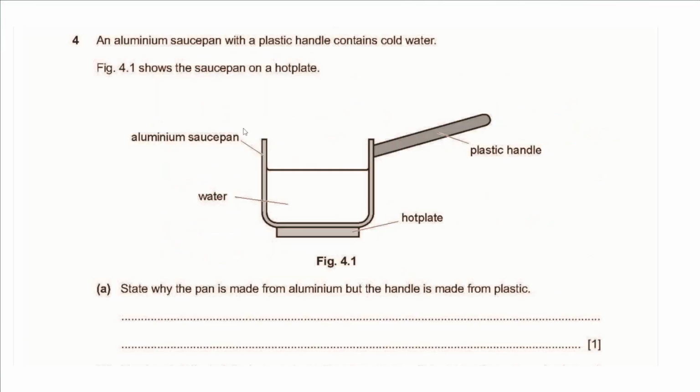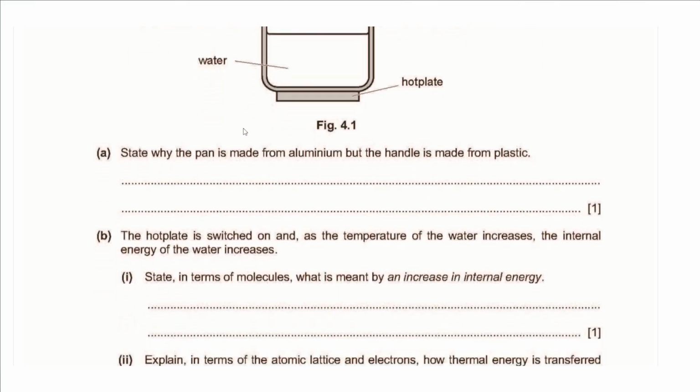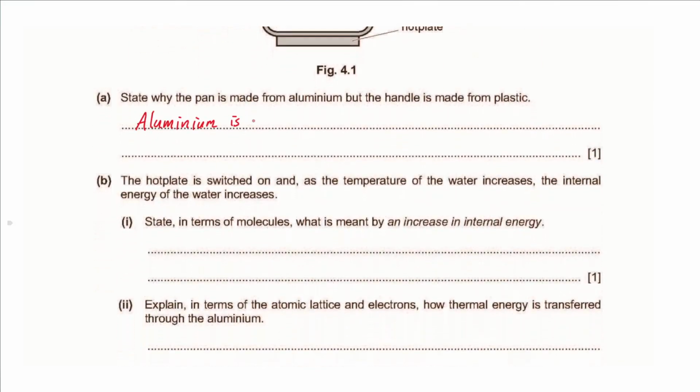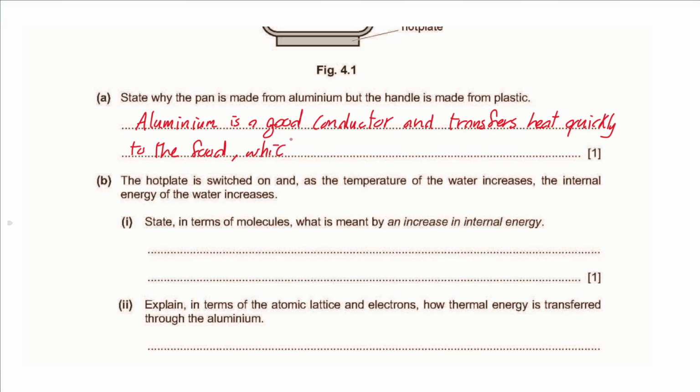Question 4 says, an aluminum saucepan with a plastic handle contains cold water. Figure 4.1 shows the saucepan on a hot plate. State why the pan is made from aluminum but the handle is made from plastic. We can say that aluminum is a good conductor and transfers heat quickly to the food, while plastic is an insulator, so it will not transfer heat to the hand.